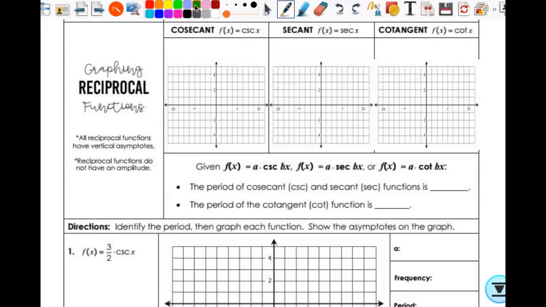And we are graphing the reciprocal functions. This says all reciprocal functions have vertical asymptotes, all 3 of them. We just figured that out, right? And then it also says reciprocal functions do not have an amplitude. So the only thing with an amplitude is sine and cosine. That's it.